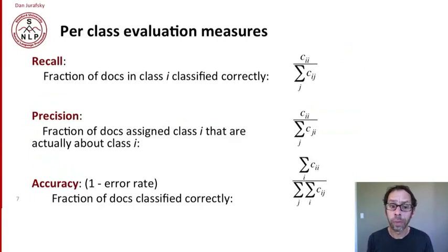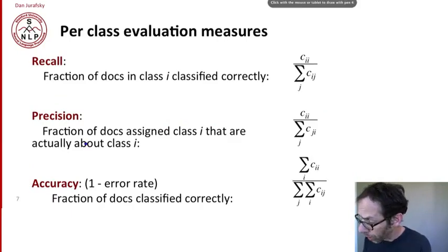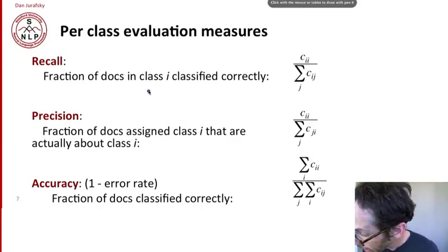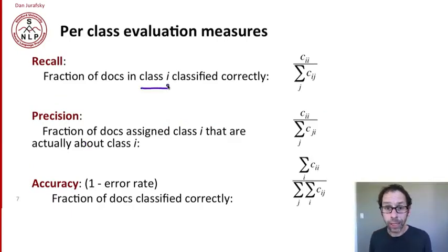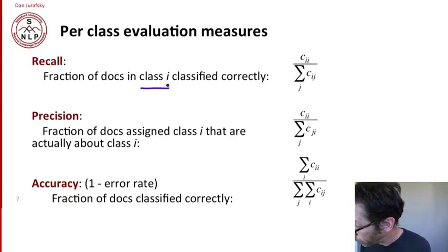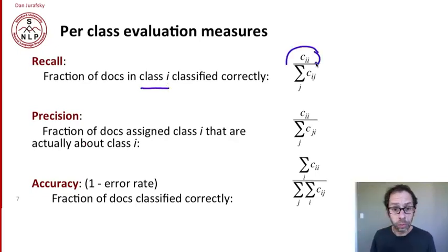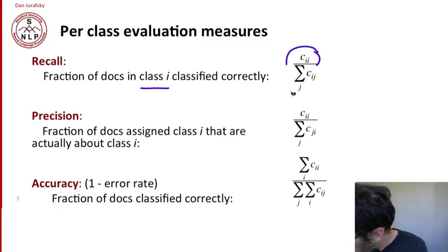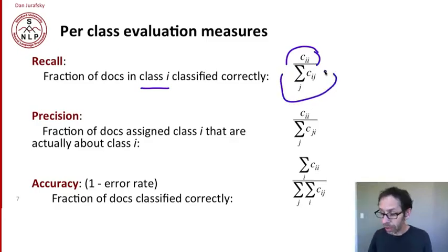We can use the confusion matrix to compute the same measures we've talked about, precision and recall. Let's start with recall. Recall is the fraction of documents in class i that are classified correctly. How many of these class i documents did we find? So true positives, C sub i i, divided by the sum of the entire row.